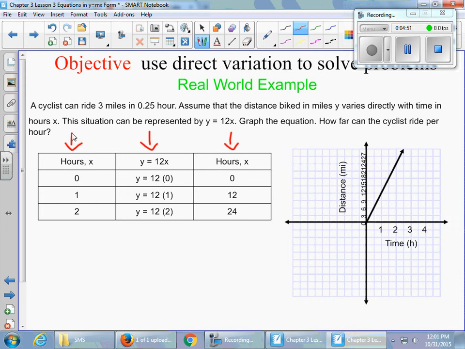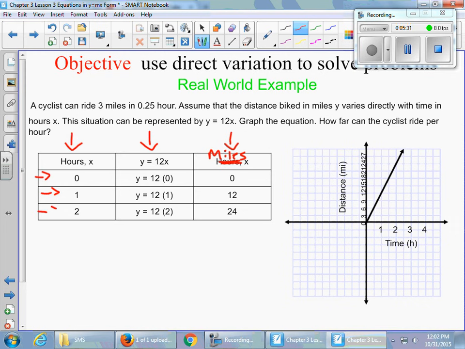Does that seem right? That's not supposed to be hours, that's supposed to be miles. Alrighty. So the cyclist, let's look at the first line. Cyclist rode 0 hours. Plug 0 in for x. We pop out 0 miles. That kind of makes sense. So going into our next one, cyclist rode 1 hour. Put it into our formula. 12 times 1 is 12. Cyclist rode 12 miles in 1 hour.